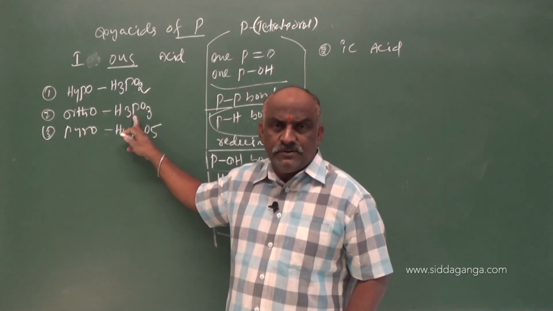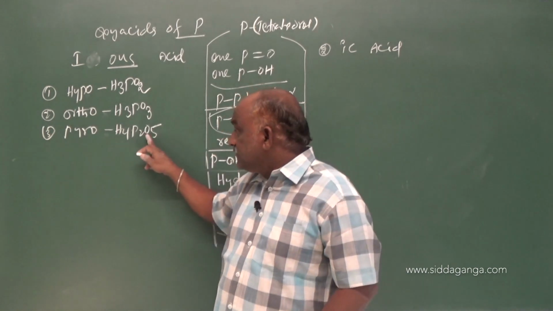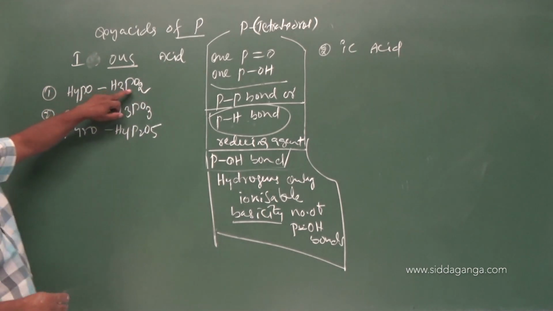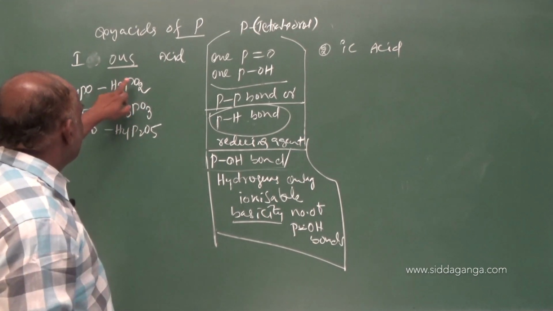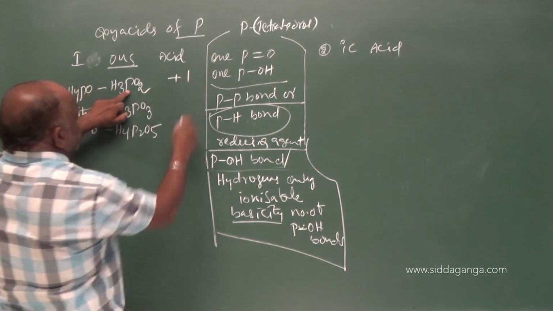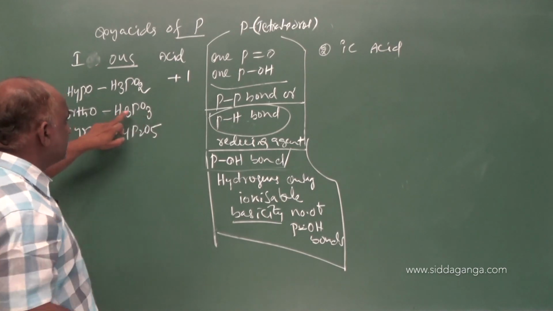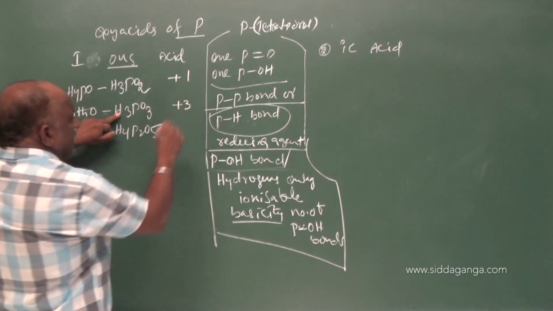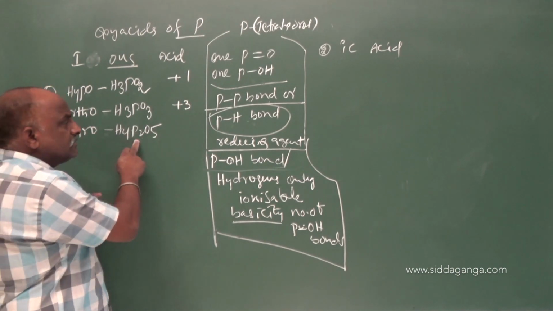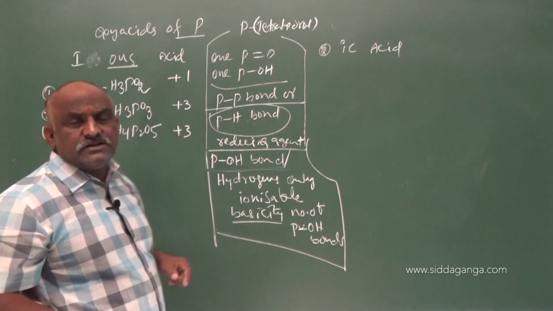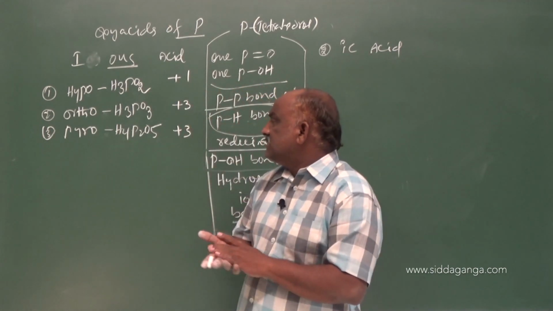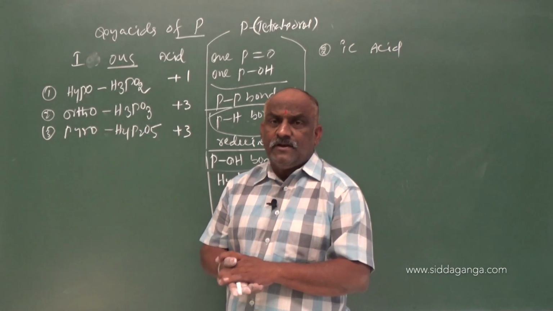Orthophosphorus H3PO3, pyrophosphorus H4P2O5. Then in hypophosphorus, what is the oxidation number of phosphorus? The oxidation number of phosphorus is +1. In H3PO3, the oxidation number of phosphorus: 3 times 2 is 6, 6 minus 3 is +3. In H4P2O5, oxygen is -2, 5 times 2 is 10, 10 minus 4 is 6, 6 by 2 is +3. So these are the oxidation numbers of hypophosphorus, orthophosphorus and pyrophosphorus acids.